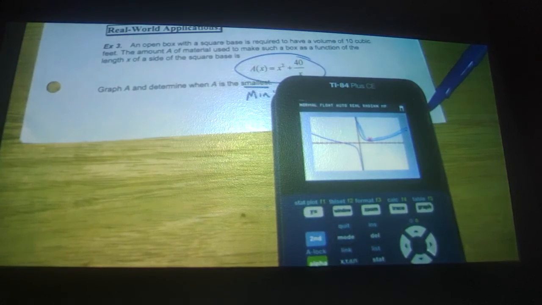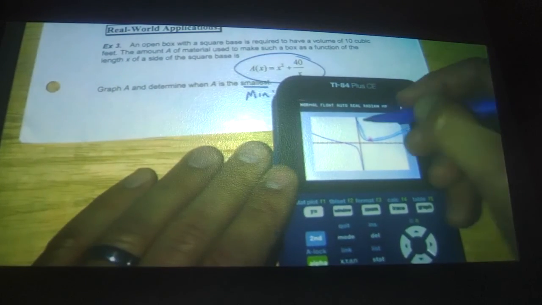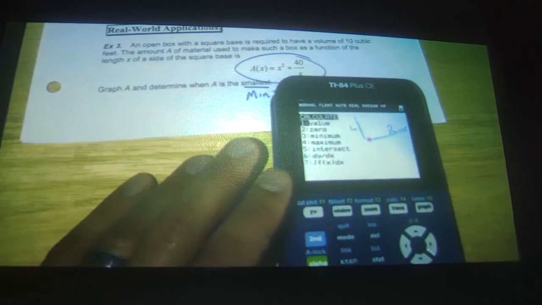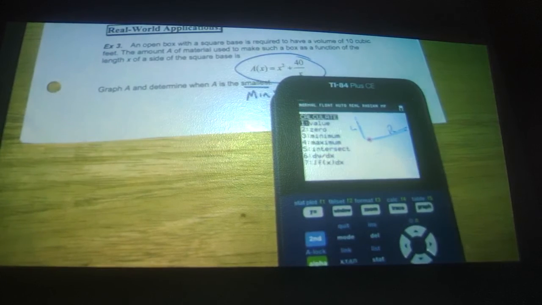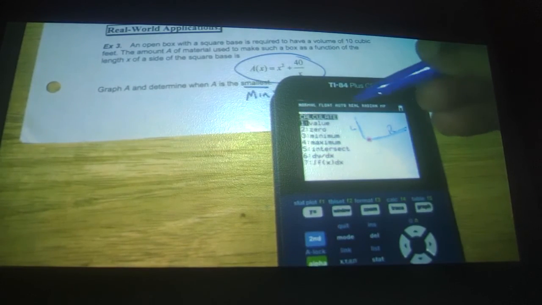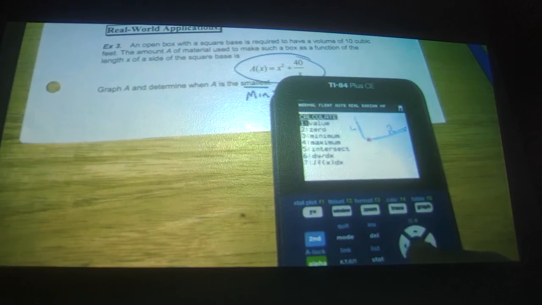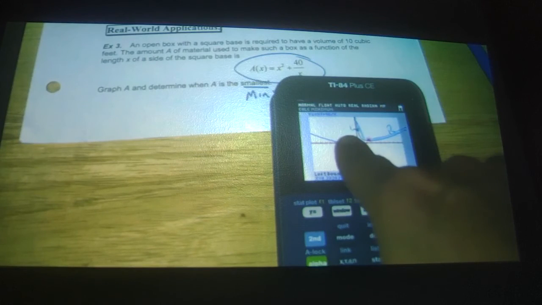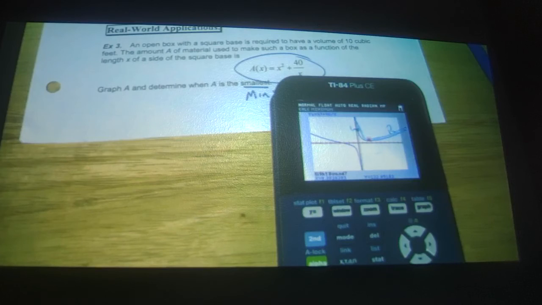Okay? So all we do is we do what we just did. This is the left, this is the right. I press second trace, the calculate menu, the same menu that we use to find the zeros of a function, to find the value of the y-intercept. So I go down to minimum, number 3. Left bound, move your cursor until you can see it on the left. So I went to the right, and there it is. It's on the left-hand side of that minimum, so I press enter.